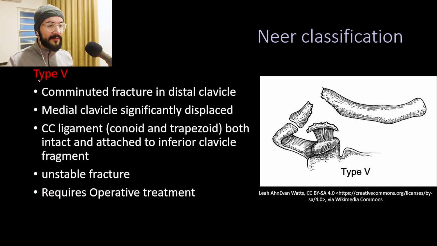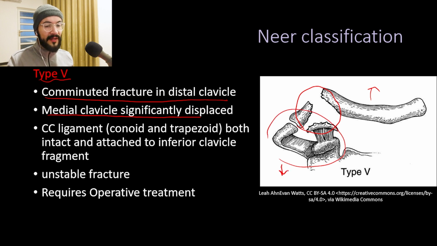Moving on to type 5, this is the last type, and it is a comminuted fracture in the distal clavicle, as we can see in this picture here, and the medial clavicle is significantly displaced by the same mechanism, so the medial fragment is pulled up by the sternocleidomastoid action, and the distal fragment is pulled down by the weight of the shoulder, and the coracoclavicular ligaments are both intact and attached to the inferior fragments that you can see here. And it is an unstable fracture that requires operative treatment.